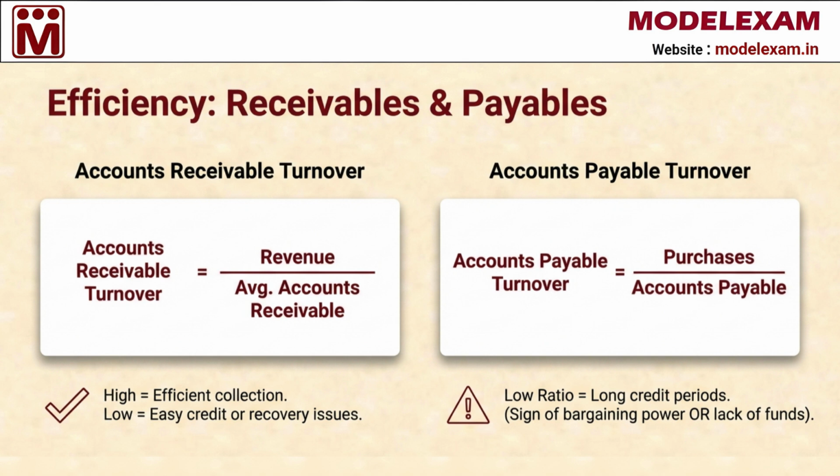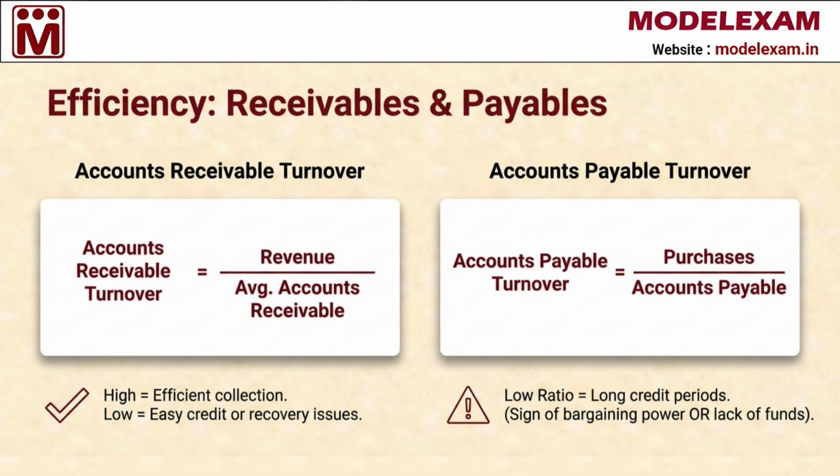Finally, we look at efficiency ratios to see how well the business manages its operations. First, we have accounts receivable turnover. This is revenue divided by average accounts receivable. A high number is good because it means efficient collection. Conversely, a low number suggests the company is giving easy credit or facing recovery issues.